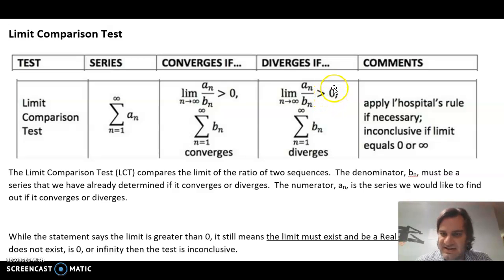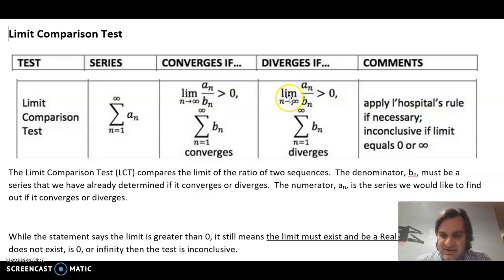Likewise, let's say it's still 2. Say that limit is still 2. If B diverged, then that means B doesn't have a sum. Well, if A is twice as much as B, then A doesn't have a sum either.